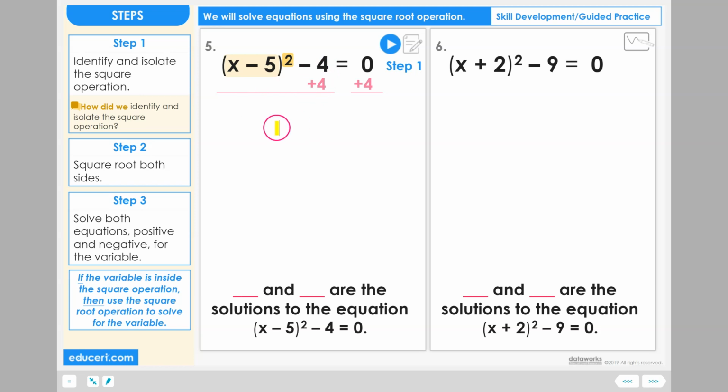We're going to be left with the quantity x minus 5 squared on this left side of the equation, and we have positive 4 on the right side of our equation. Our square operation is now isolated on one side of our equation.